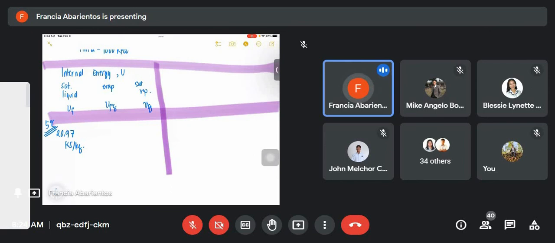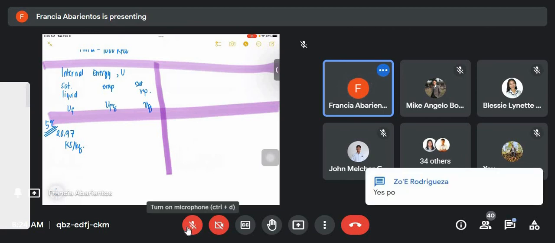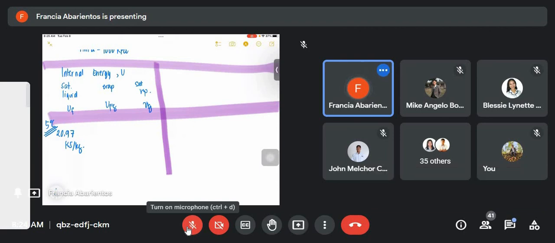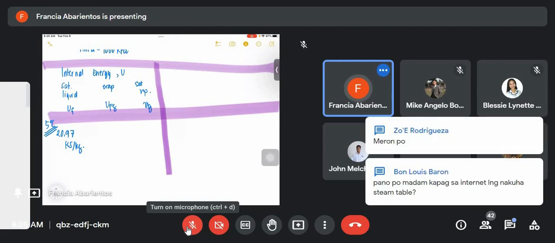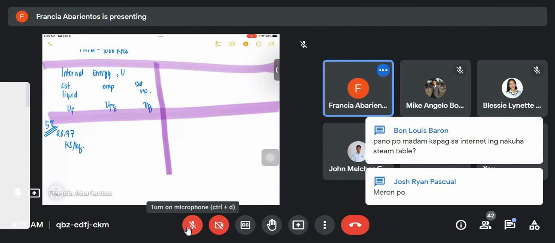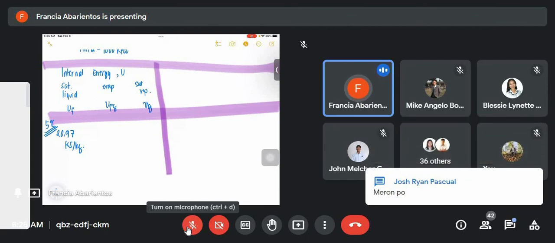So, makakahabol ba kayo, class? Siguradong may steam table kayo? Anyone? 40 students. My dear students. Naririnig ba si ma'am? Ayos po. Pero may steam table kayo? Oh, okay. So, we have the 5. So, 20.97. Paano ma'am kung nakuha?